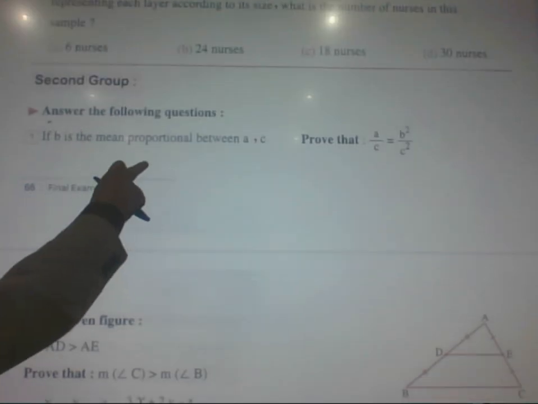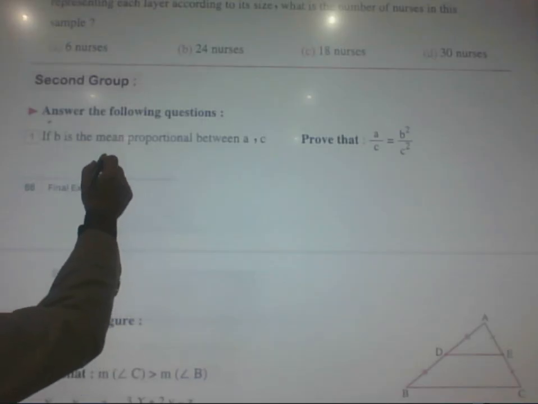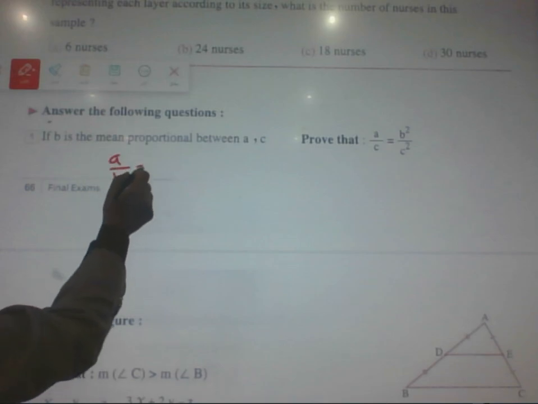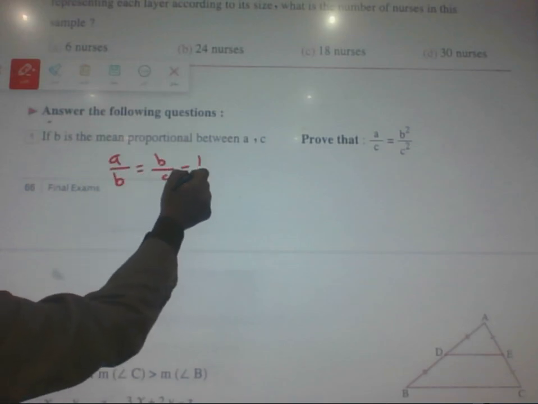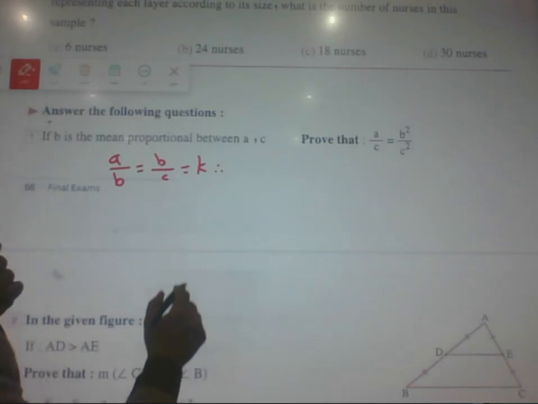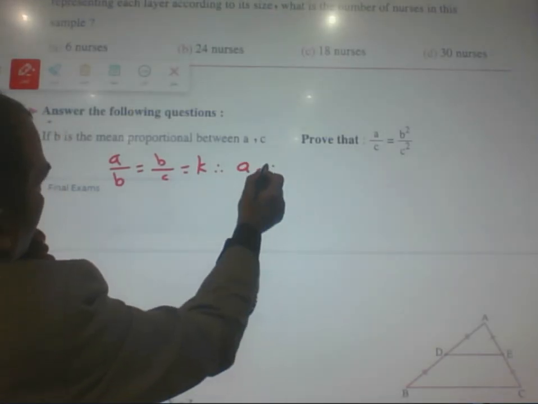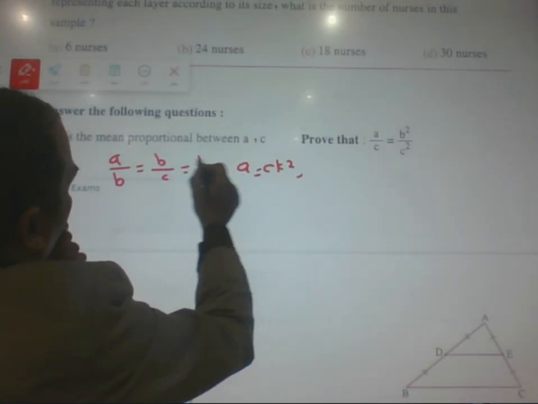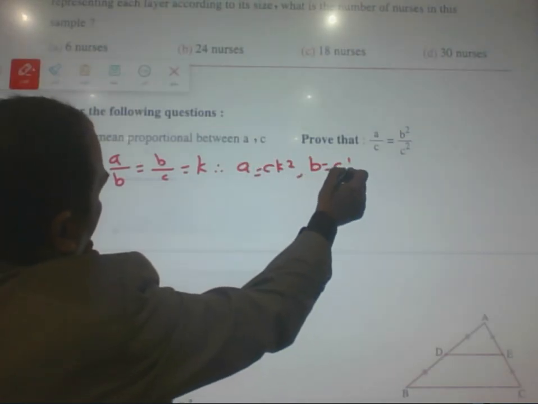If B is the mean proportional between A and C, prove that left hand side equals right hand side. First step, we can write the ratio between A and B, and also B over C. A over B is equivalent to B over C. I will put the constant K, where K is a constant not equal to 0. Then the value of A equals CK power 2, and the value of B will equal CK.